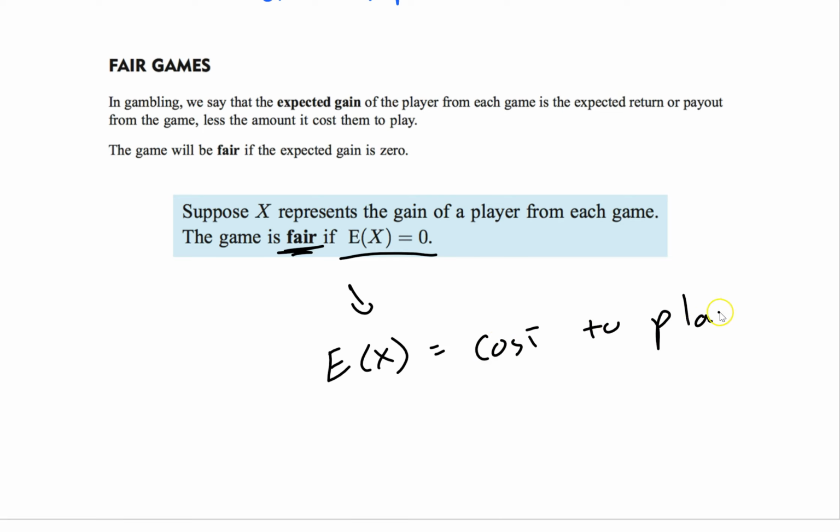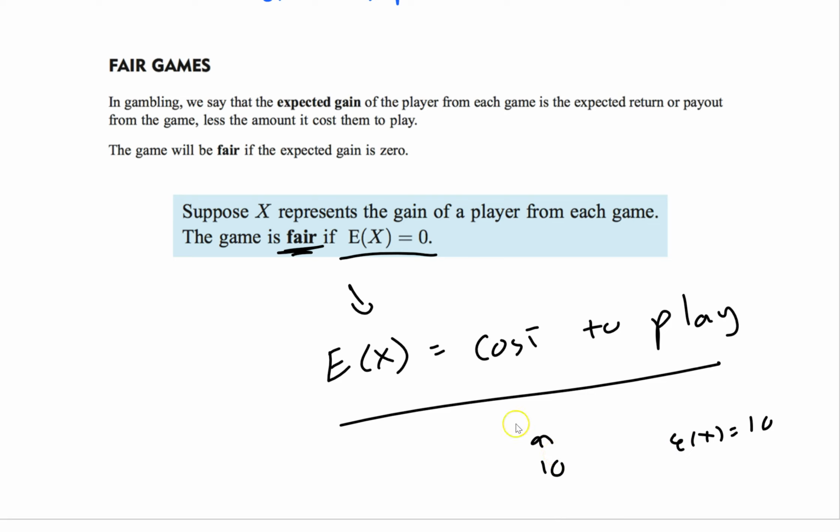That's what a fair game is. On average, you average out to zero. But the general idea, if it costs $10 to play a game and the expected value is $10, then it's a fair game. If it costs $10 to play a game, but you only expect to win $2, then it's not a fair game. It's a house advantage.